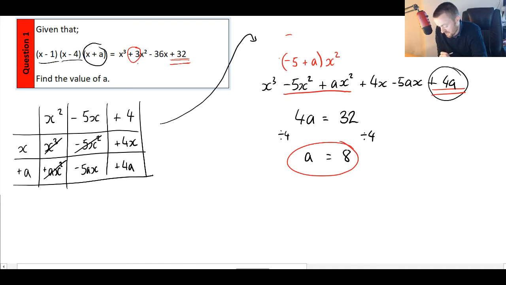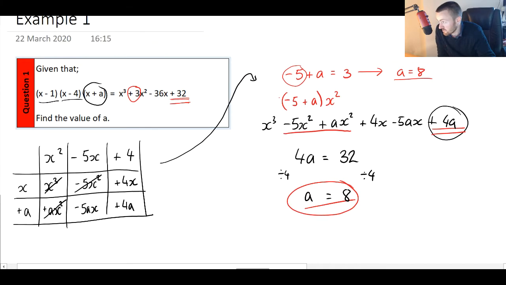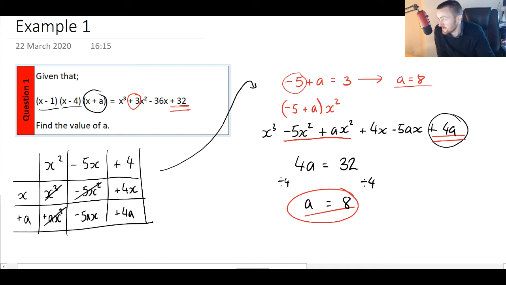We're told that in the question. So if negative 5 plus a equals 3, then to solve this equation, I'd add 5 to both sides. So I would get a equals 8, and that matches up. You could do the same with the x's as well. I won't do that in this video. Let's see if I can scroll down a bit. I keep doing that so you can see it.